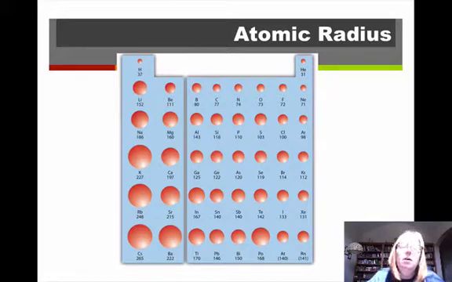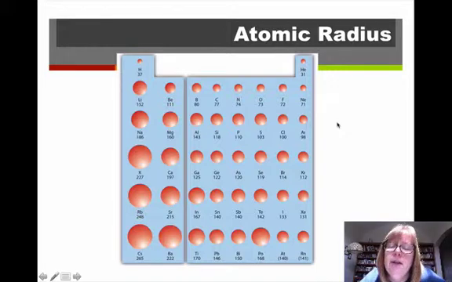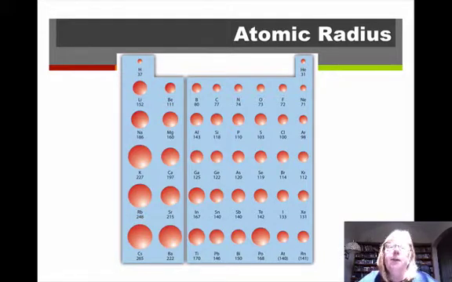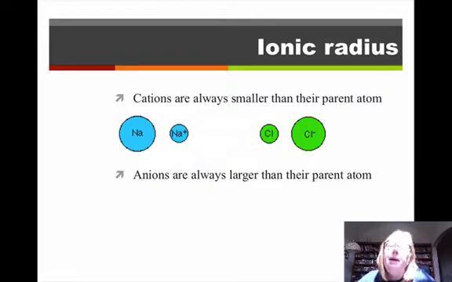But as we go across a period, left to right, we see that the atomic radius decreases. This is because there's no more shielding. They're all shielded by the same number of core electrons, but what is changing is the number of protons in that nucleus. And so the effective nuclear charge is going up, and it's pulling in those electrons more tightly, thus decreasing the radius.